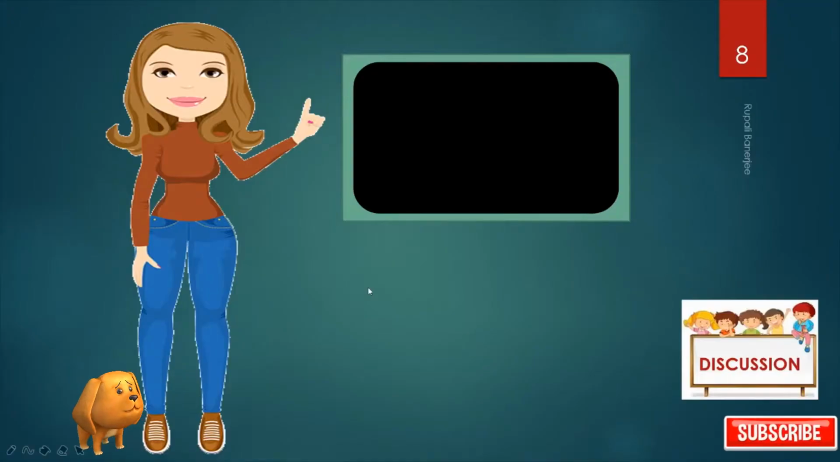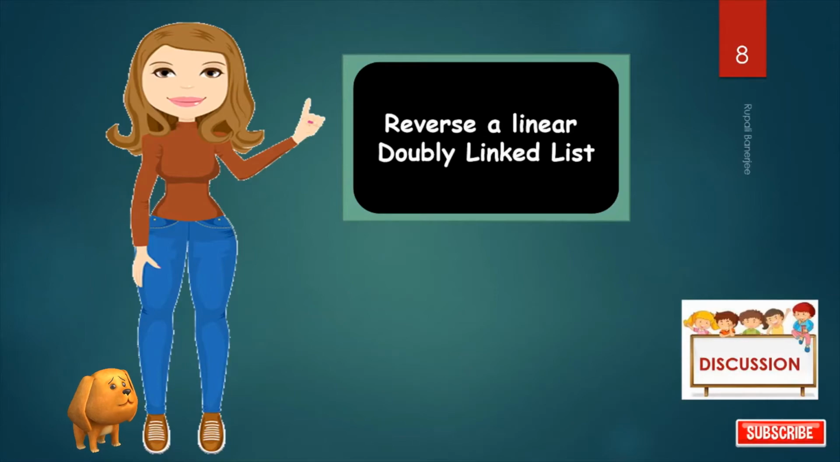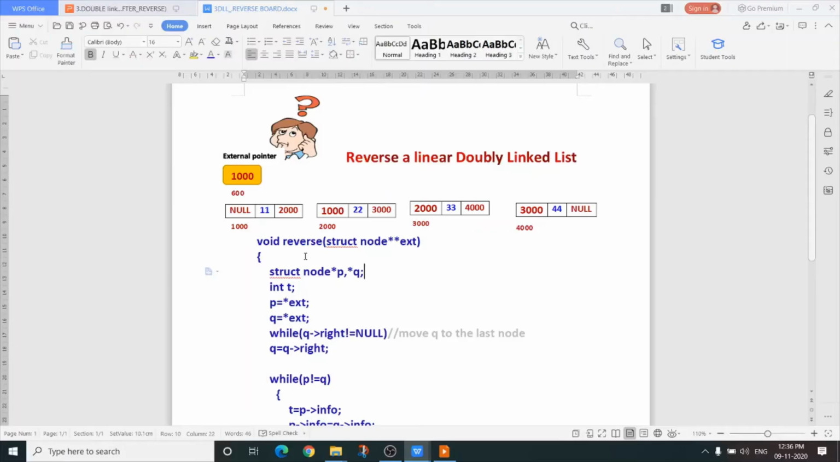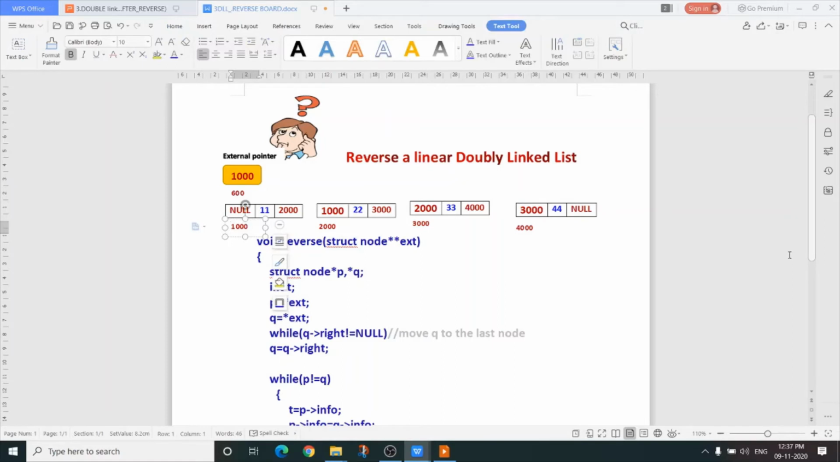Our next function is reverse a linear doubly linked list. See the discussion first. Reverse a linear doubly linked list. So this is our linear doubly linked list. I want to reverse this linked list. So function name is reverse. I am passing the address of external pointer or header, that is 600. Struct node star p star q. P equal to star ext, q equal to star ext means p and q hold address of any node. Here I give p equal to star ext and q equal to star ext means both p and q point to the first node. P points to the first node. Also q points to the first node.